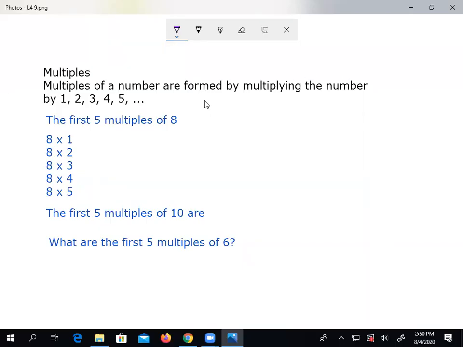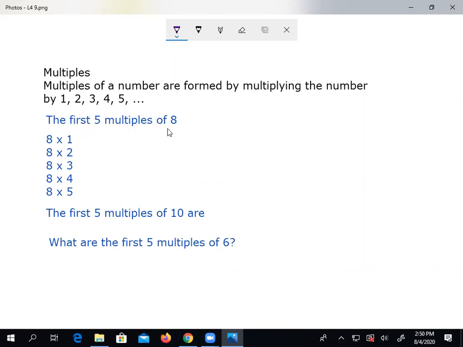So another vocabulary word is going to be the word multiples. Multiples of a number are formed by multiplying the number by 1, 2, 3, 4, 5, and so forth and so on. So multiples go on forever. So a lot of times we'll be just asked to list maybe like the first 5 multiples.